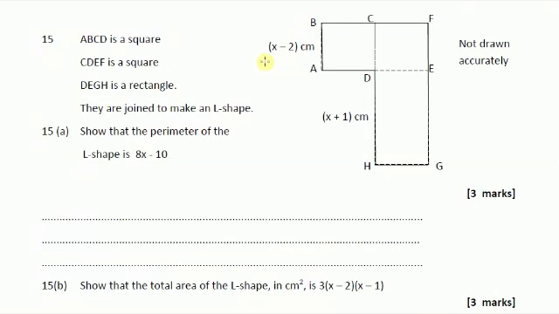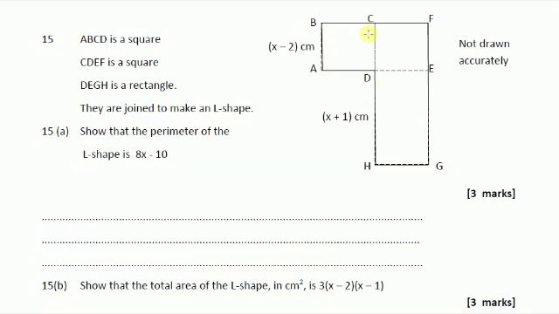And finally, question 15. ABCD is a square. CDEF is a square. And DEGH is a rectangle. And then make an L shape altogether. Show that the perimeter is 8x minus 10. So we have to go all the way around the edge.